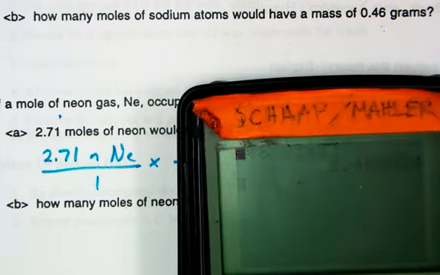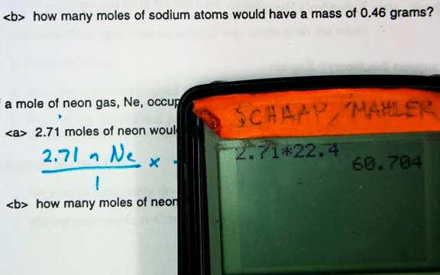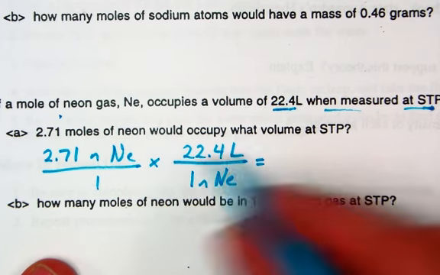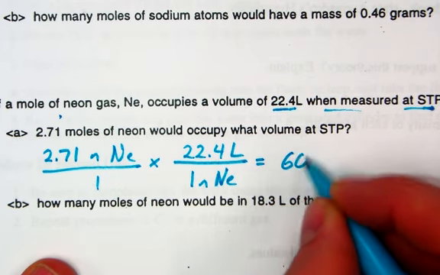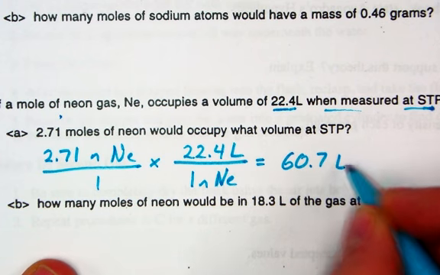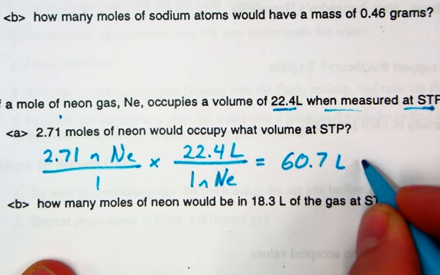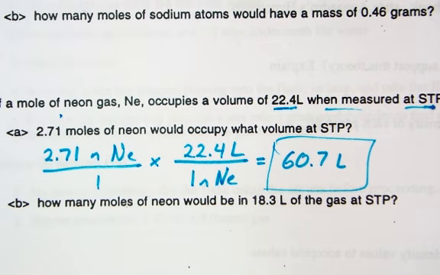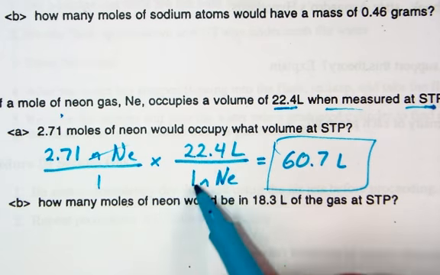I'm going to clear this one off, and I'm just going to do 2.71 times 22.4 liters. And that, if I have 2.71 moles, it'll occupy a volume of 60.7 liters of space. Okay, that's what it'll occupy, and I boxed in my answer there. You notice units cancel out beautifully.